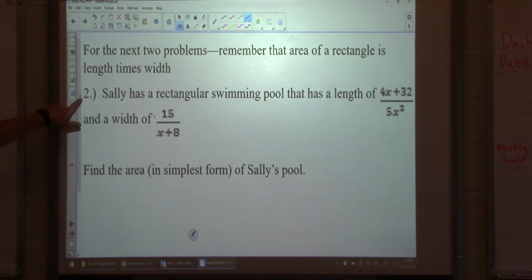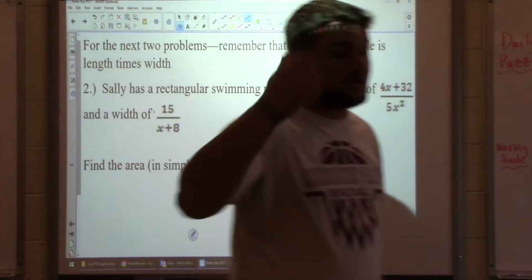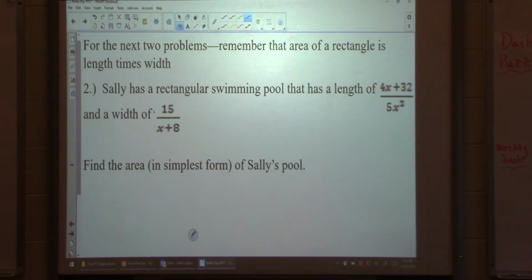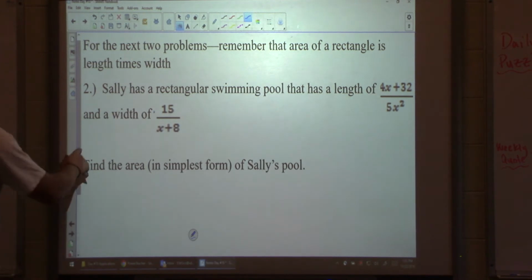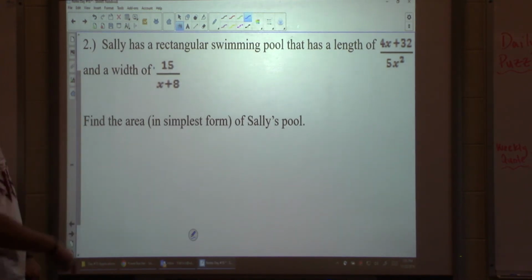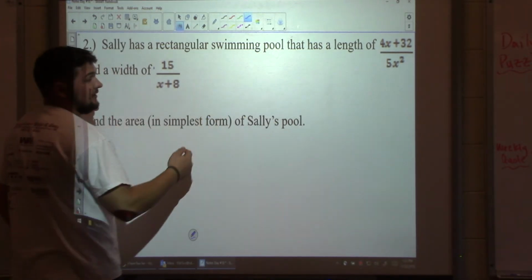Alright. The next two problems, remember the area of a rectangle is length times width. So we're going to measure a pool in rational expressions here. You'll survive. Alright, Sally has a rectangular swimming pool. It has a length of 4x plus 32 over 5x squared and a width of 15 over x plus 8. Find the area in simplest form of Sally's pool. So finding area we said was what? How do we find area again? Length times width. We're going to multiply the two together, right?